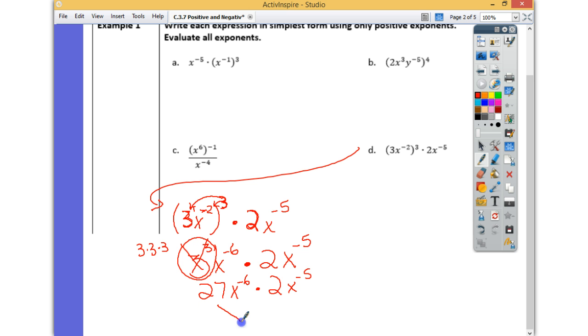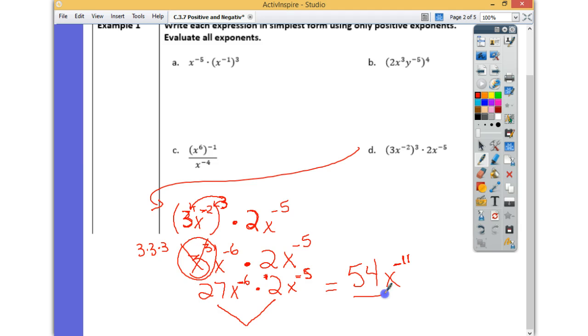All right, when we multiply 27 times 2, what do we get? Nice job. 54. And then I have x to the what power? What's a negative 6 plus a negative 5? A negative 11. Almost done. What has the bad attitude? That negative 11, x to the negative 11.